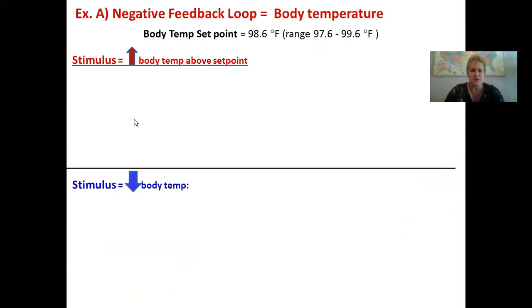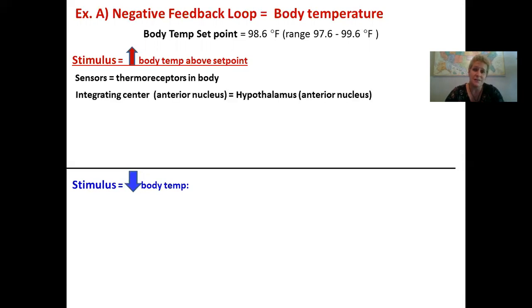So if the stimulus is you're too hot, your body temperature is above that range, what will happen is you have receptors called thermoreceptors throughout your body, on the skin and inside your body. And if they detect temperatures too high, they send a signal to the integrating center. Guess what? It's the hypothalamus again. But it's going to be a different nucleus. It's going to be the anterior nucleus.